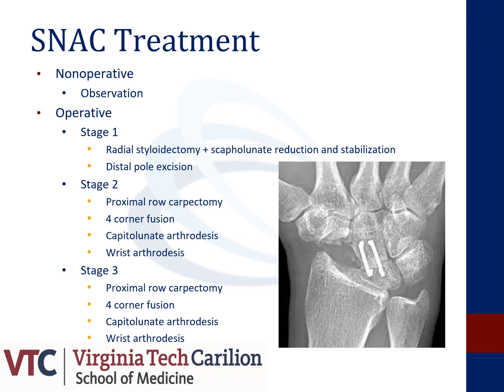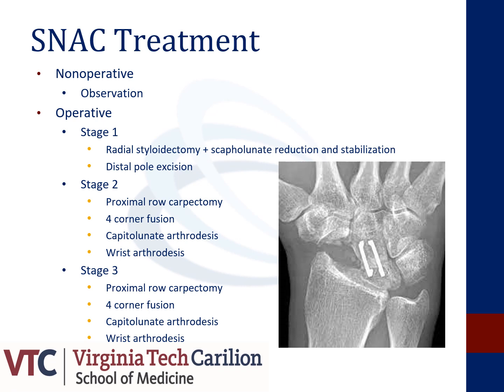stage of SNAC wrist. Stage 1 SNAC wrist means the arthritis is localized between the scaphoid and the radial styloid. Therefore, you can consider a radial styloidectomy plus a scapholunate reduction and stabilization versus a distal pole excision of the scaphoid. Remember, if you're performing a radial styloidectomy, do not excise greater than 4 millimeters for fear of compromising the RSC ligament. In stage 2 and stage 3 SNAC wrists, they have very similar treatment options available, which are dependent upon where along that spectrum of disease they are.